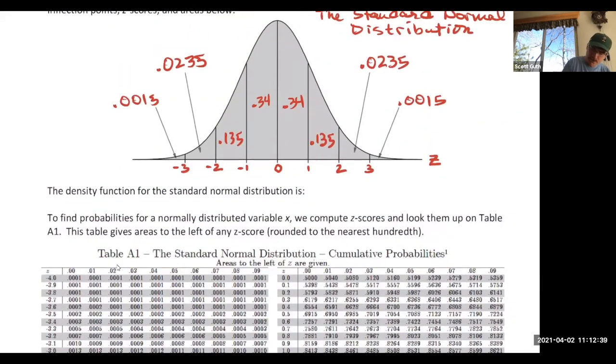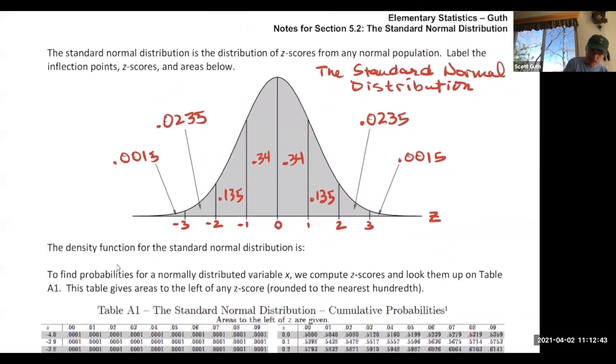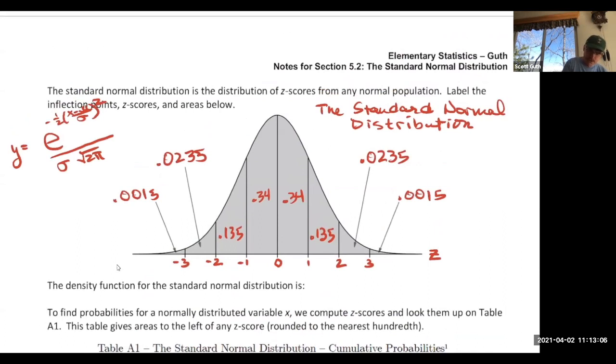So the density function for the standard normal, let me show you the old density function, I'm gonna just write it up here. The density function was y equals e to the -1/2 times x minus mu over sigma, that's the z-score formula, squared, over sigma square root of 2 pi. So that's the formula for the normal density function.